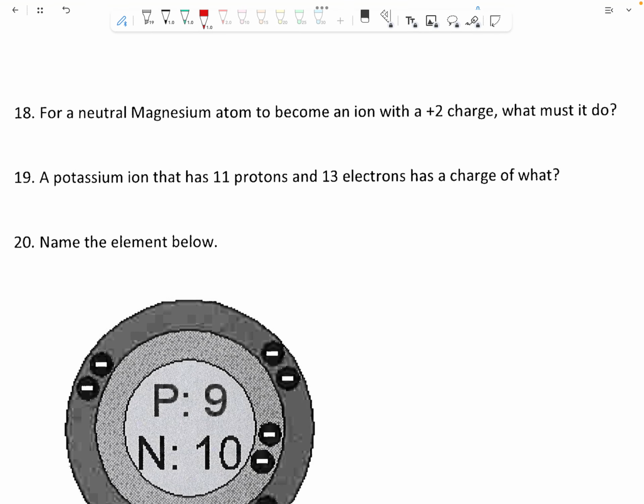Right here. For a neutral magnesium atom to become an ion with a +2 charge, what must it do? Well, it's quite simple. You can only add or lose electrons. So in this case, in order to become a cation here, it has to lose 2 electrons to do that. Okay? That means they have 2 more protons than electrons, if we say it that way. Now, when you have a potassium ion like here, it has 11 protons and it's 13 electrons. That is an ion. It would only be neutral if you had the same number of protons and electrons. But we don't have that. We have 2 more electrons here. So the charge is a -2 charge.